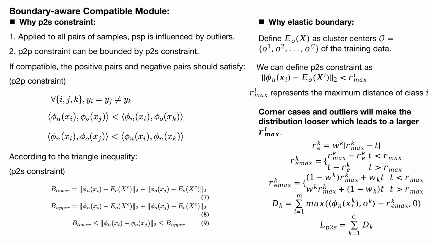Why do we use an elastic boundary? Simply, we can constrain the P2S distance by the maximum distance of classes. However, corner cases and outliers will make the distribution looser, which leads to a larger maximum distance. Therefore, we control the boundary distance by using a learnable parameter between 0 and 1, namely the elastic boundary.